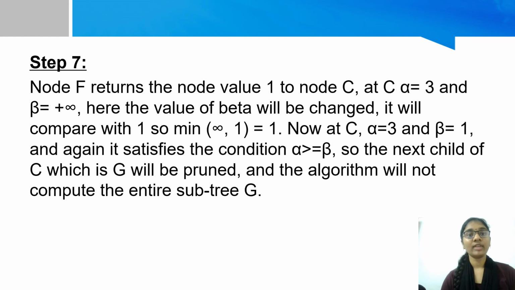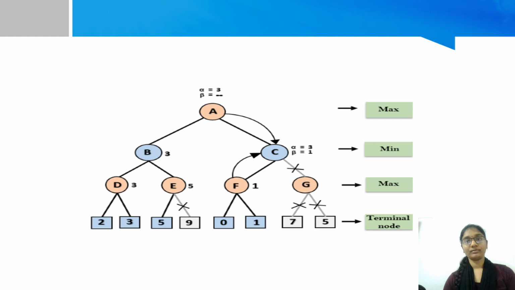In step 7, node F returns the node value 1 to node C. At C, alpha is equal to 3 and beta is equal to plus infinity. Here the value of beta will be changed. It will be compared with 1. So min of infinity comma 1 is equal to 1. Now at C, alpha is equal to 3 and beta is equal to 1, which satisfies the condition alpha greater than or equal to beta. So the next child of C, which is G, will be pruned, and the algorithm will not compute the entire subtree G. Here is the picture of the above step.